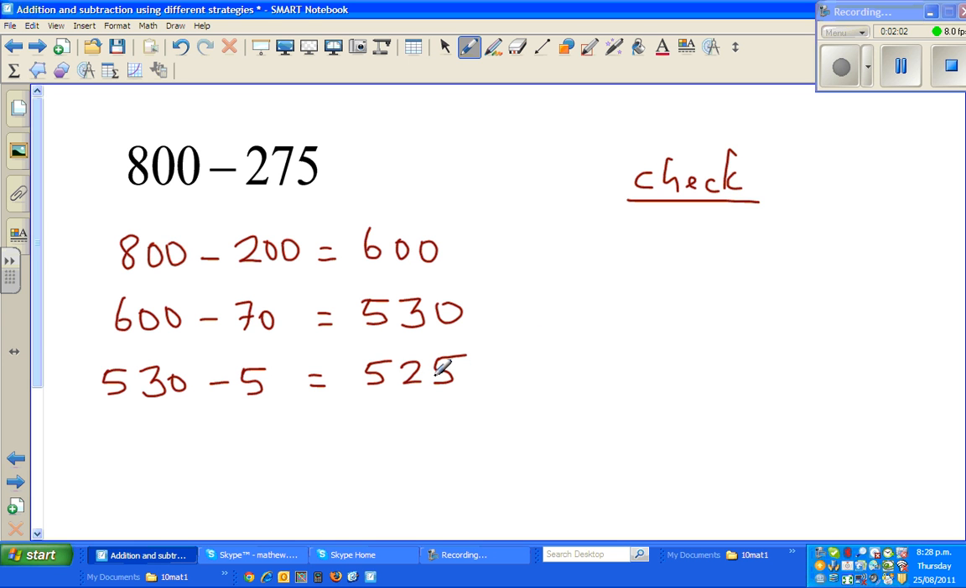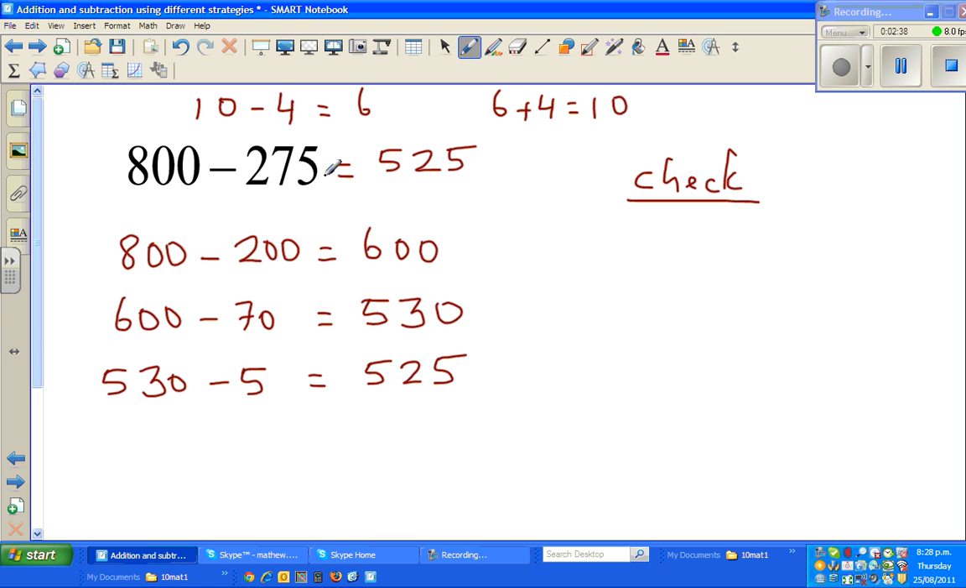So if this is the right answer, what's the answer that we got? The answer is 525. If this is the right answer, this plus this should give you 800. Let me give you a very simple example. Suppose 10 minus 4 is 6. How do I know this is right? Because 6 plus 4 is 10.